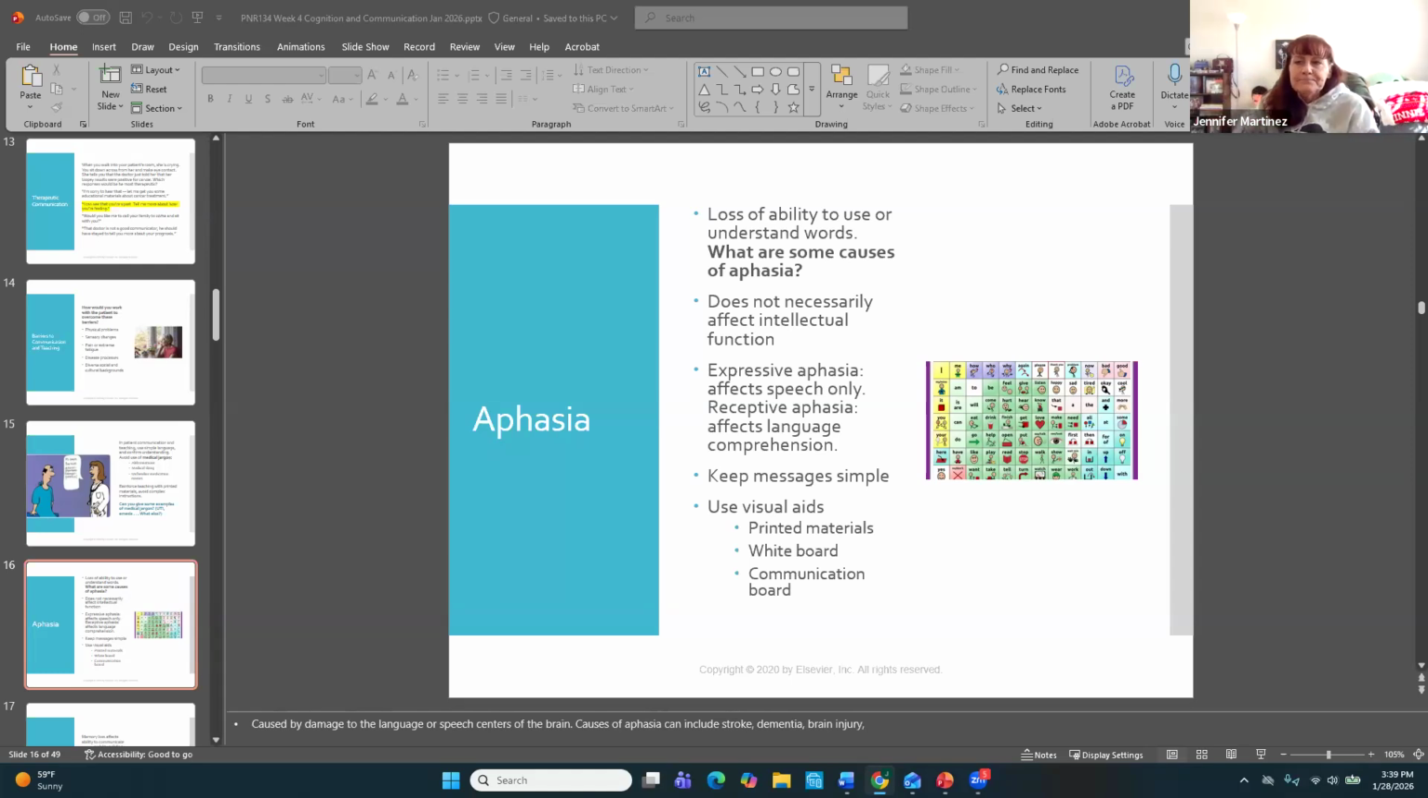And like I said, with receptive, they have problems with comprehension. So you could repeat yourself bunches of times, and they still may not be able to understand what you're saying. So it's two different things. This is why some of those nonverbal communication techniques, like the visual aids, the whiteboards, the communication boards, can be very effective in helping to figure it out.